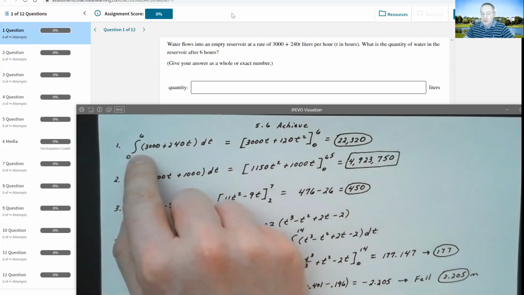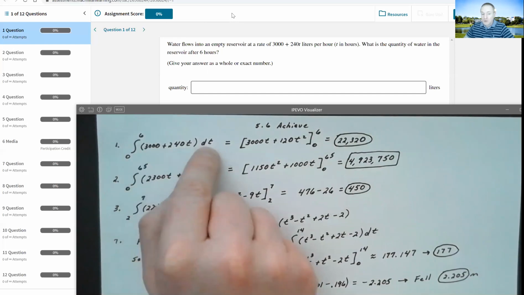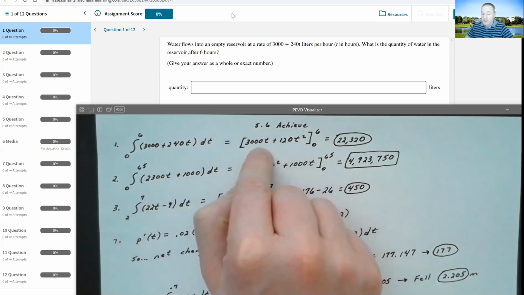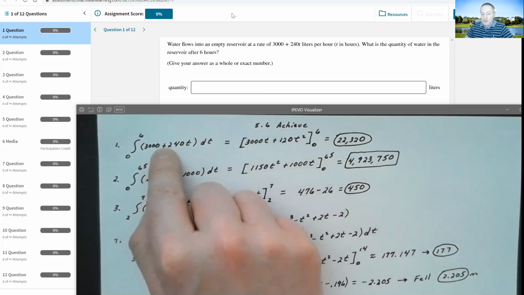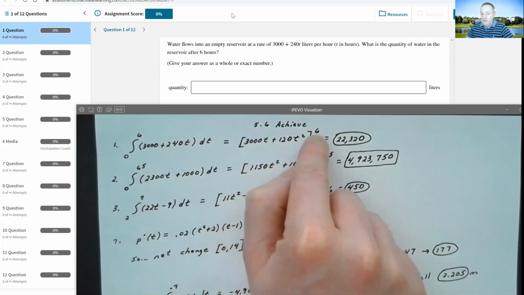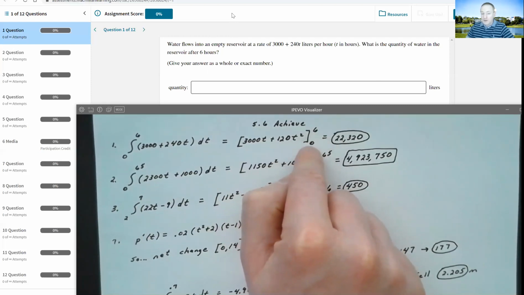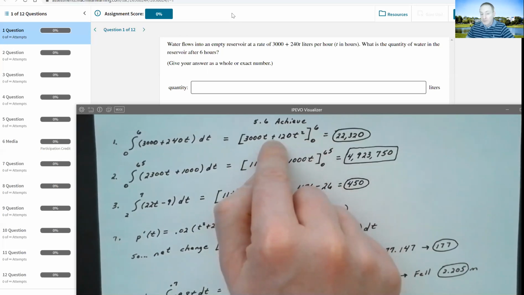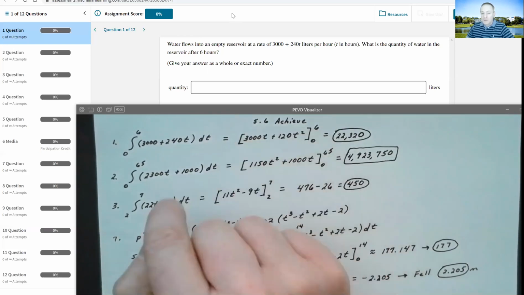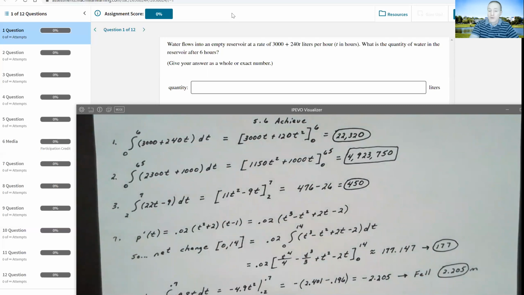And we say, well, we're just going to integrate from 0 to 6 of that rate function with respect to time, and we'll get our quantity function, the quantity function being 3,000t plus 120t squared. Then we're going to evaluate that from 0 to 6. Of course, the only answer we're going to get is when we evaluate it at 6, because when you plug a 0 into that, you'll get a 0. When I plugged in a 6, I got 18,000 plus 4,320 for a total of 22,320. That should be the amount of liters changed in this problem.